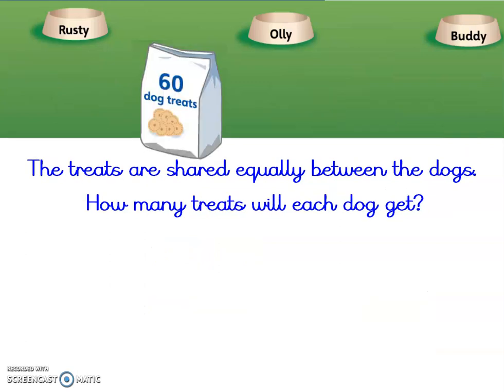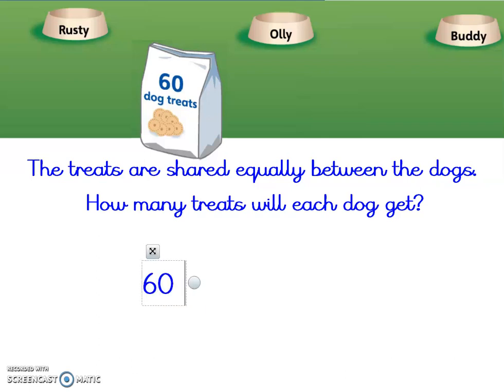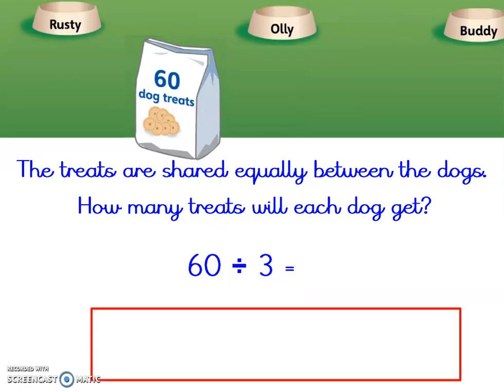Now for question 1b, we ask the question, the treats are shared equally between the dogs. So how many treats will each dog get? We know straight away that we're working with 60 dog treats in total, and we're going to share them amongst 3 dogs. So once again, my bar represents the 60, the whole number, and I'm going to share this into 3 different parts.